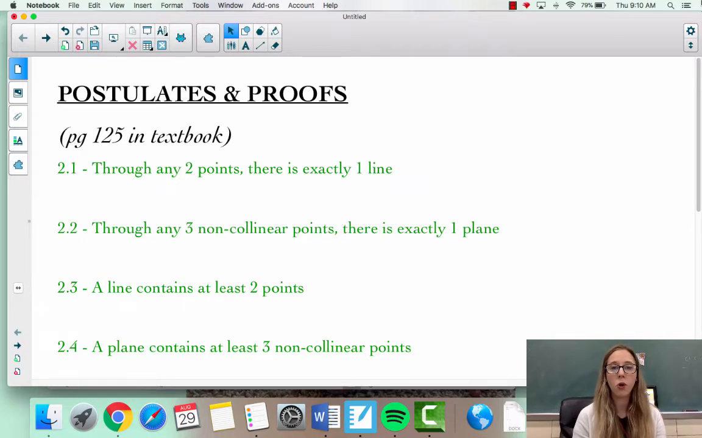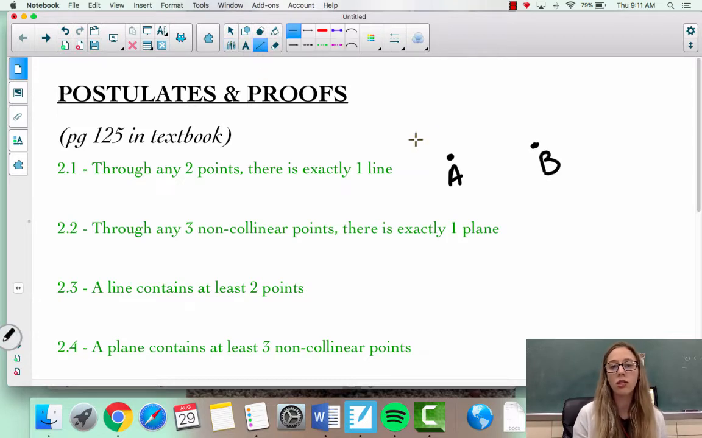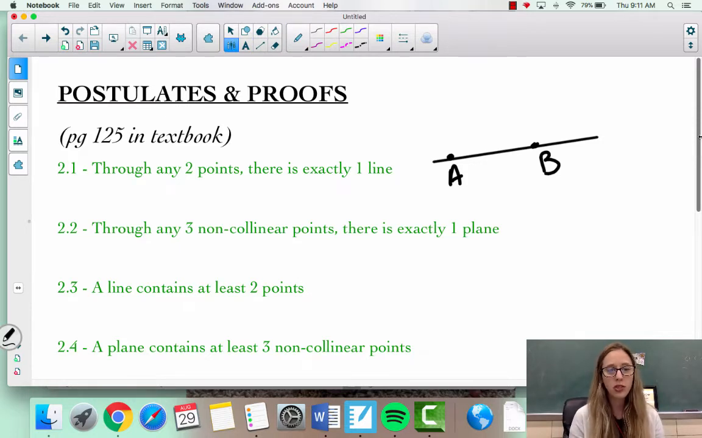The first one, 2.1, says that through any 2 points there is exactly one line. What that basically is saying is that if I have the points A and point B, then I can only draw one line through those points. Okay, so pretty self-explanatory.